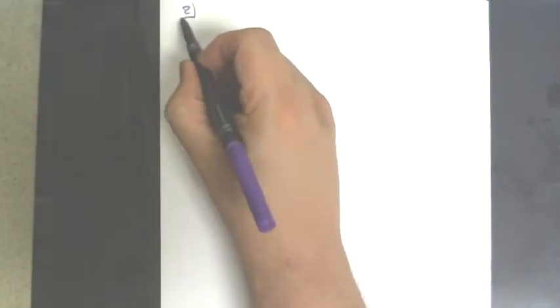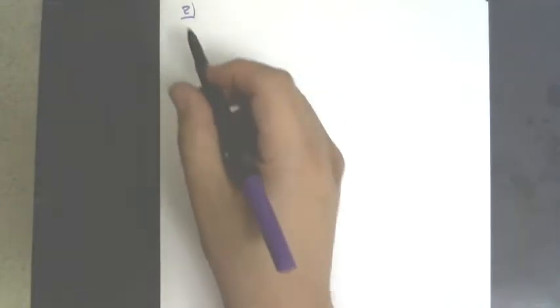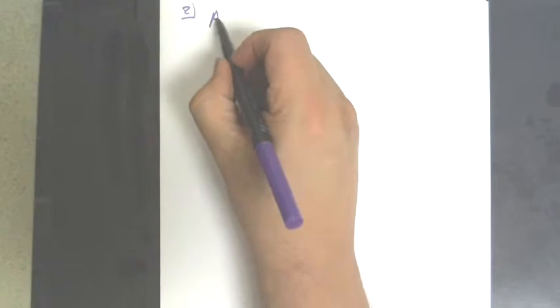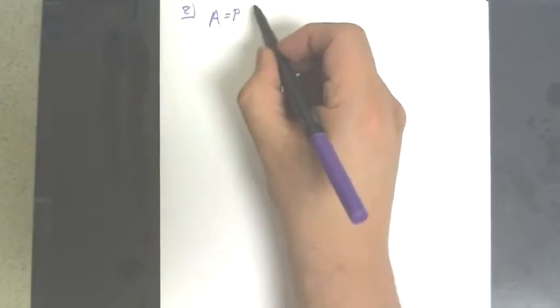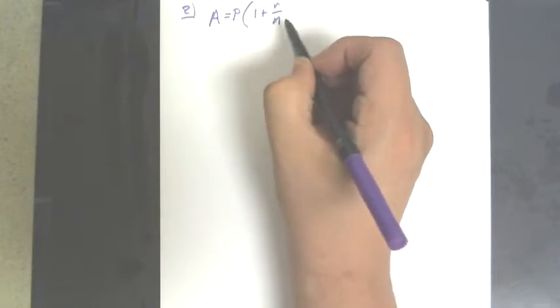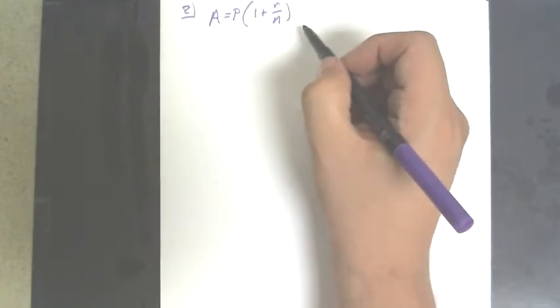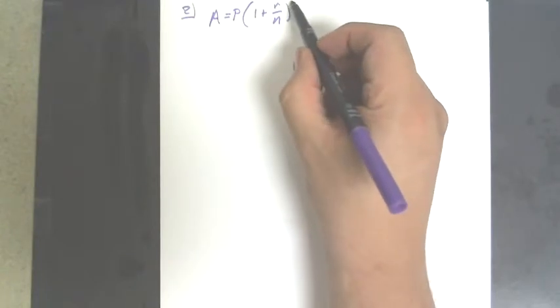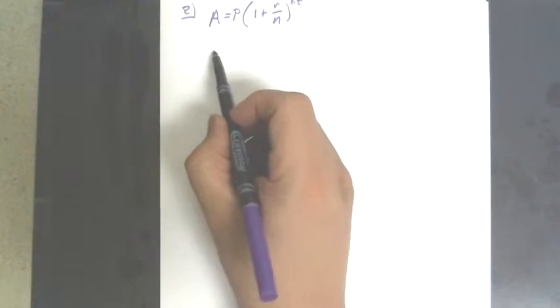Okay, for number 2 here, you're asked to use the compound interest formula, which you were given, and the continual interest formula to answer the following question. So you have amount is equal to principal times 1 plus r over n, where r is your rate and n is your number of times compounded per year, raised to the nt, where t is time in years, and you're told all of that.